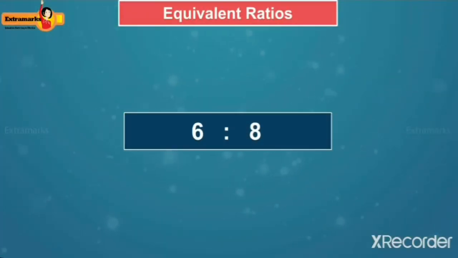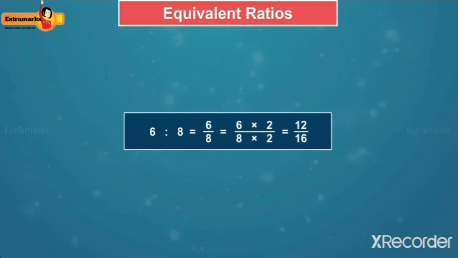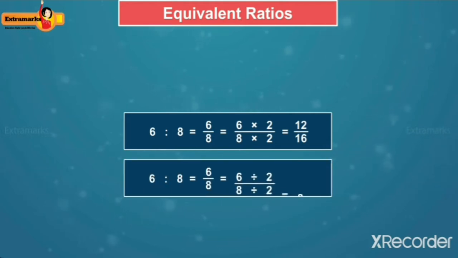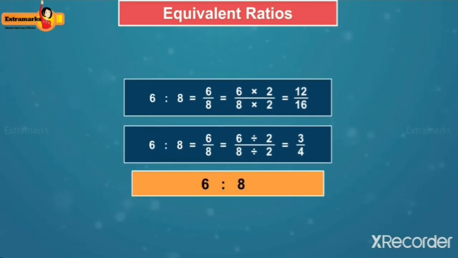For example, the equivalent ratios of the ratio 6:8 can be found once by multiplying the terms of the ratio with 2 and also by dividing the terms of the ratio by 2. Thus, 6:8, 12:16 and 3:4 all are equivalent ratios.